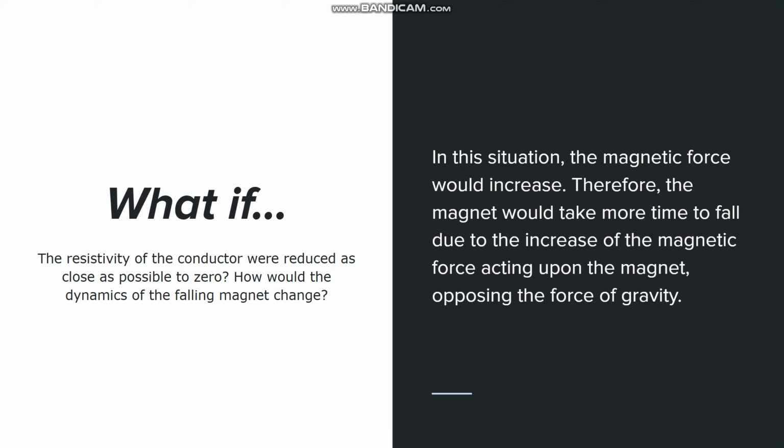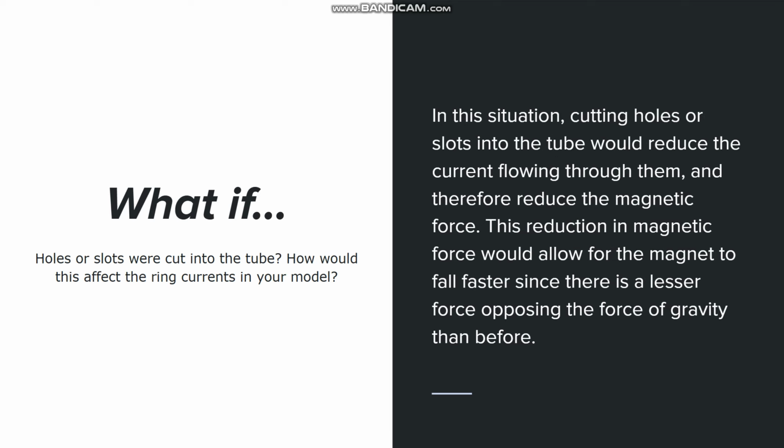What if? According to this what if question, in this situation, the magnetic force would increase. Therefore, the magnet would take more time to fall due to the increase of the magnetic force acting upon the magnet, opposing the force of gravity. And according to this what if question, in this situation, cutting holes or slots in the tube would reduce the current flowing through them, and therefore this would reduce the magnetic force. This reduction in magnetic force would allow for the magnet to fall faster, since there is a lesser force opposing the force of gravity than before.